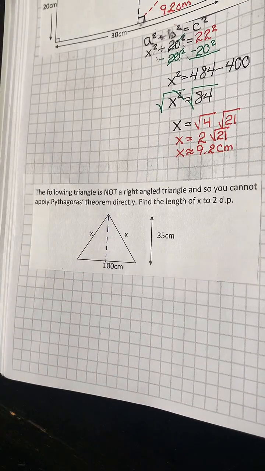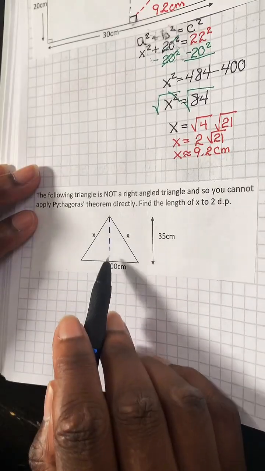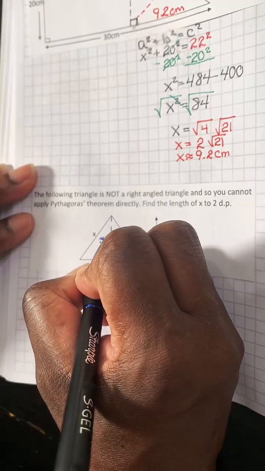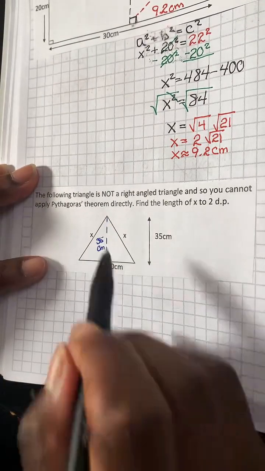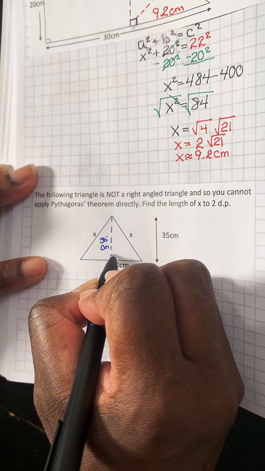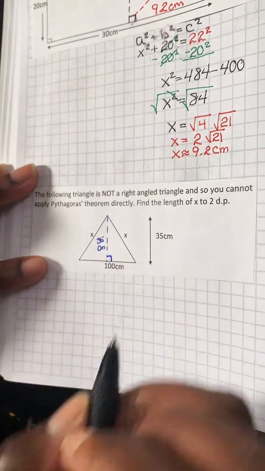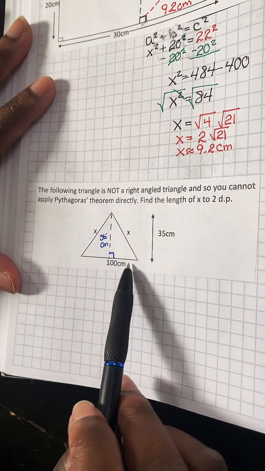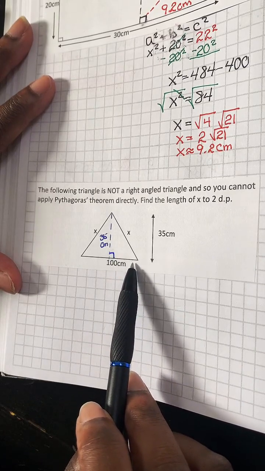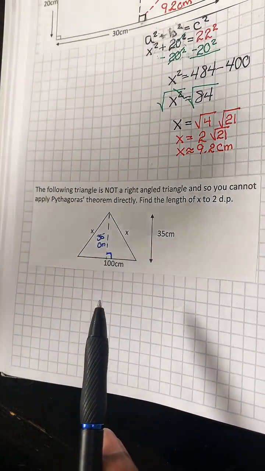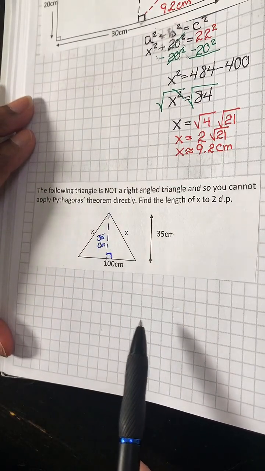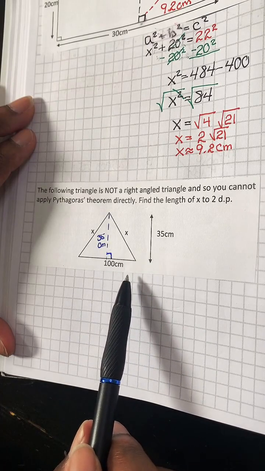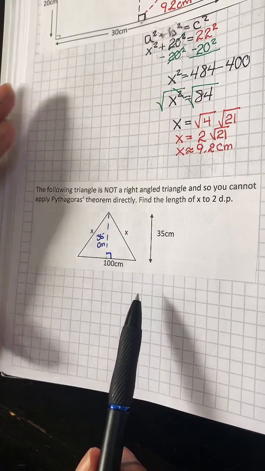All right, so once we split this, then we got our height of 35 centimeters, right smack right here. Okay? So we created, I'll say, a perpendicular bisector, creating that 90-degree angle right there. Okay? So now we can focus. But what would be the length of my base? Because it's definitely not going to be 100. What would be the length of the base now?